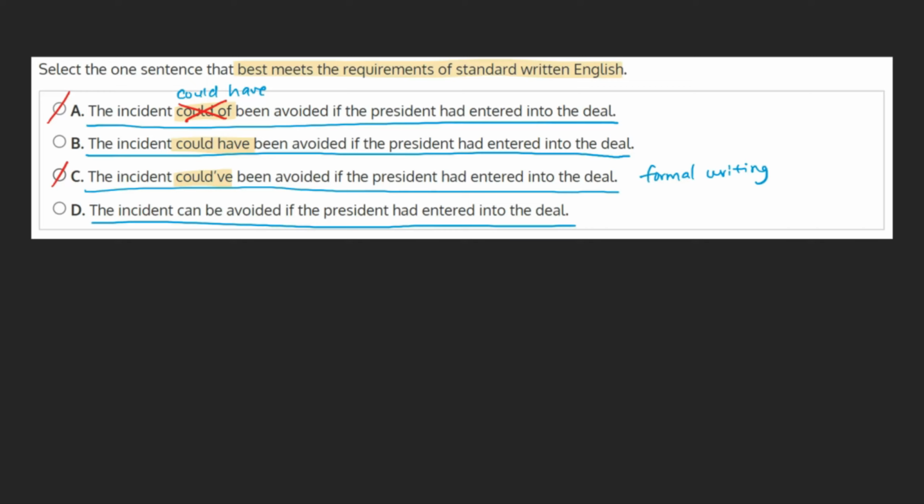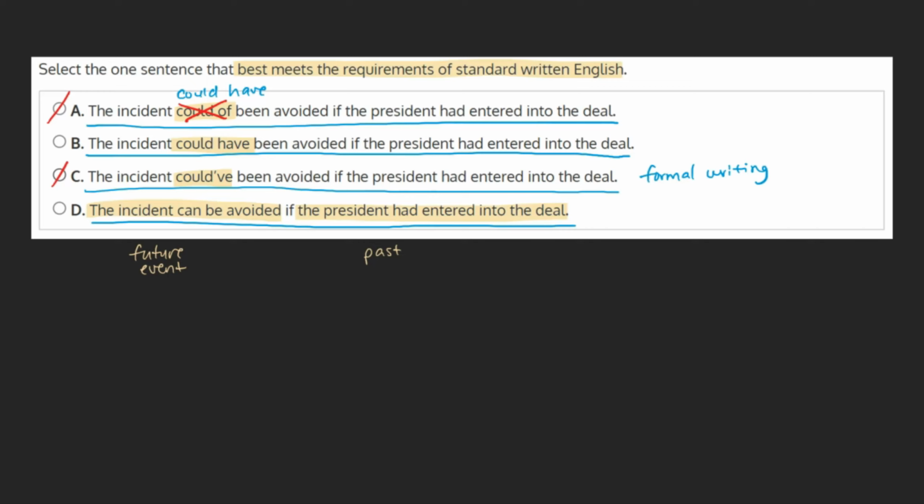In this context, to say the incident can be avoided is to be talking of a future event. The speaker is giving an idea for how to avoid the incident. However, we see that the second half of the sentence is in the past. The president had entered into the deal.